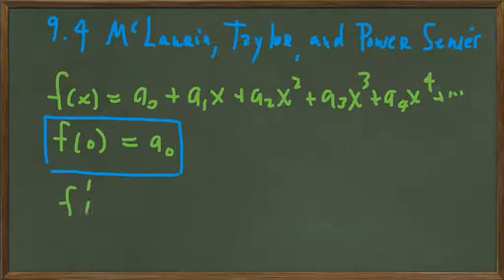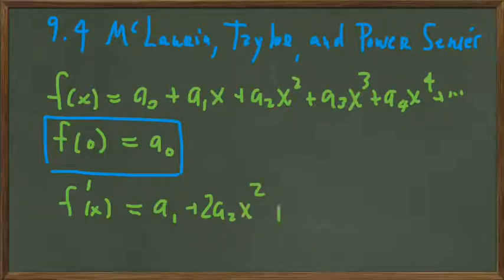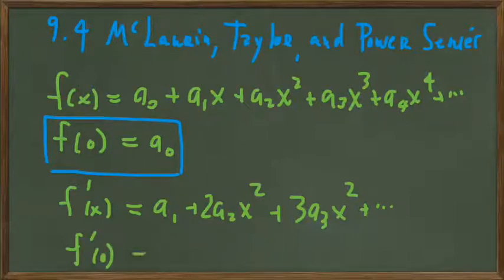F prime of x. The a0 goes away, the a1 is by itself, 2a2x. We bring the power down, reduce the power by 1, 3a3x squared plus dot dot dot. And if we plug 0 into that, we get a1, and let's see if we can notice a pattern in what happens when we put 0 into successive derivatives.